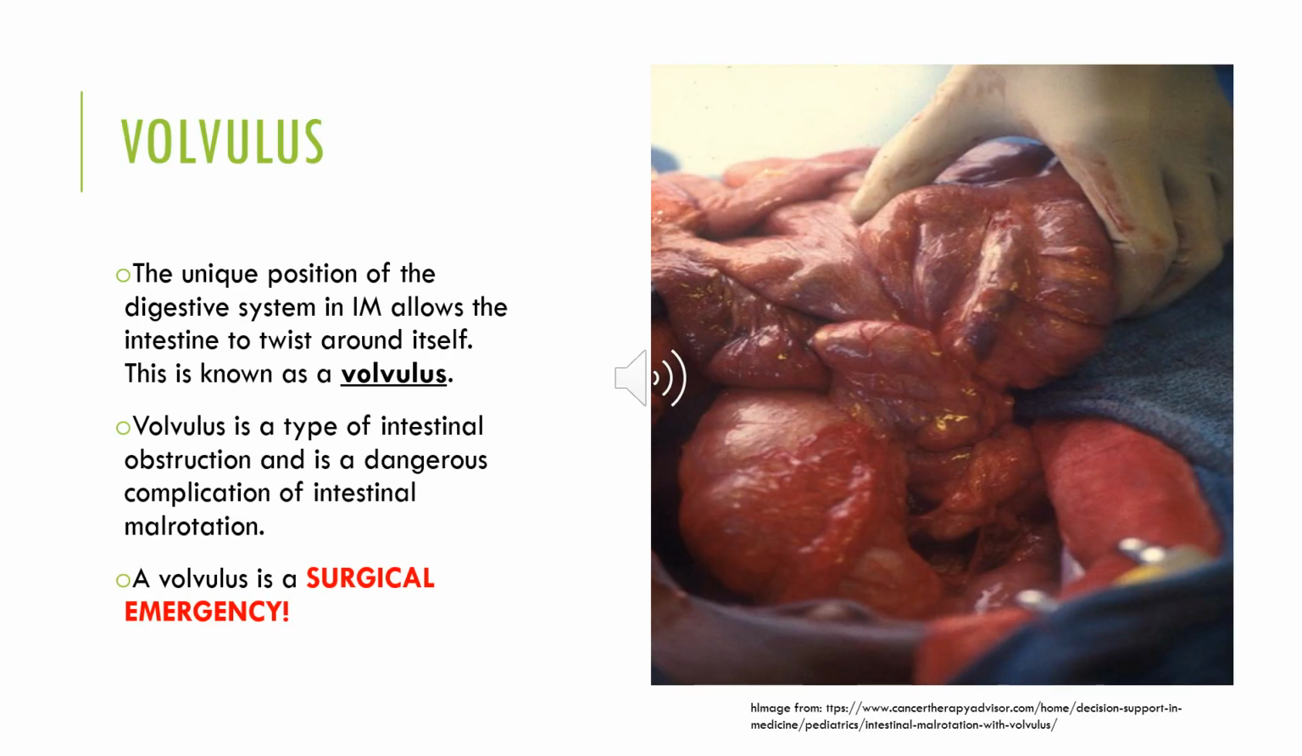Volvulus. The unique position of the digestive system in intestinal malrotation allows the intestine to twist upon itself. This is known as a volvulus. Volvulus is a type of intestinal obstruction and is a dangerous complication of intestinal malrotation. A volvulus is a surgical emergency. Please remember this.